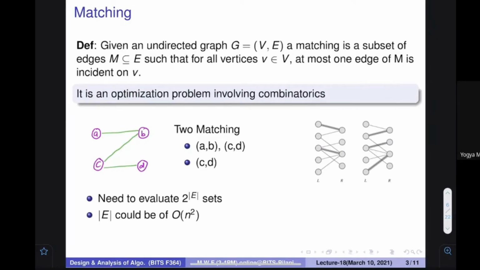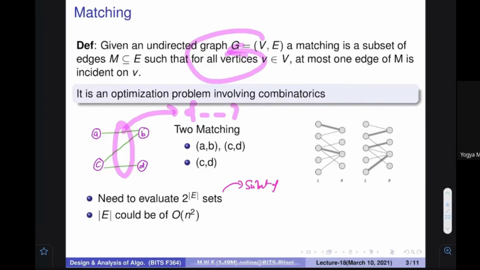So one method could be the brute force way: you consider all the edges and all the possible subsets of the edges, and evaluate each of them, whether they are a right matching or not. Because if they satisfy this condition, then only they are matchings, otherwise they are not. So find out all the subsets of edges and see if they are matching, because matching has a condition that should be followed. If it is a matching, then find out their size and report the largest one.